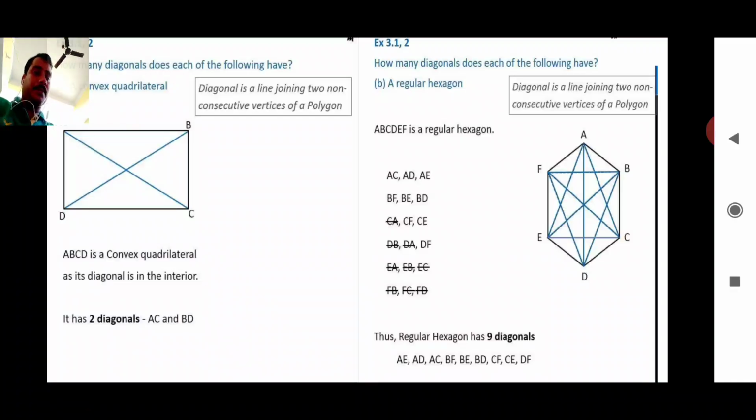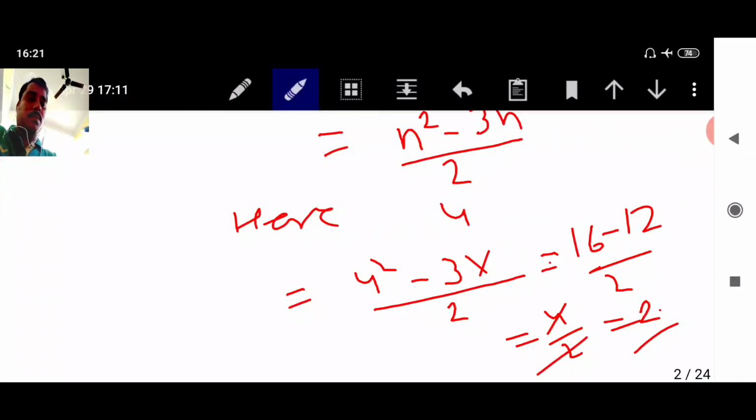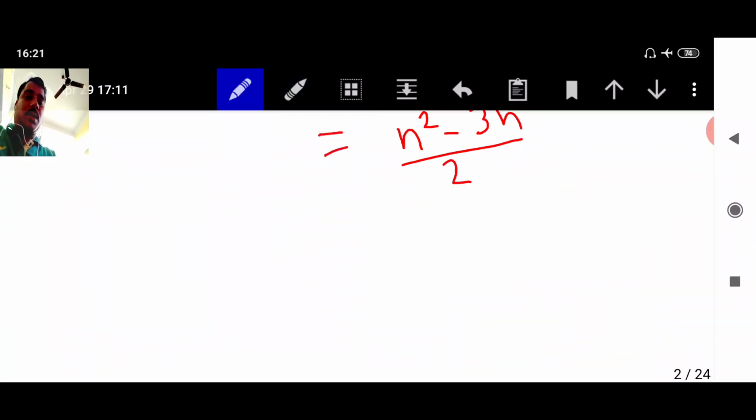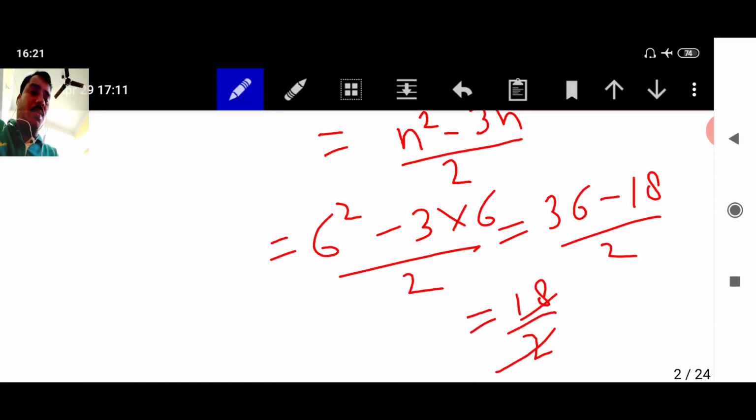Okay, you can apply this formula. How many sides in a hexagon? 6. Put 6 square minus 3 into 6 by 2. What is 6 square? 36 minus 18 by 2. 36 minus 18 gives 18 by 2, means total 9 diagonals. How many diagonals in a hexagon? 9 diagonals. Okay.